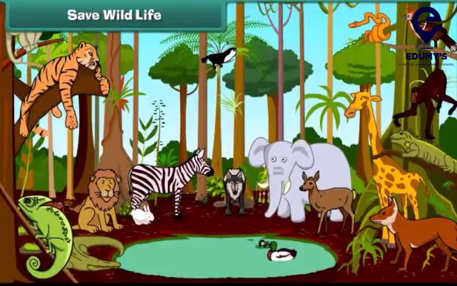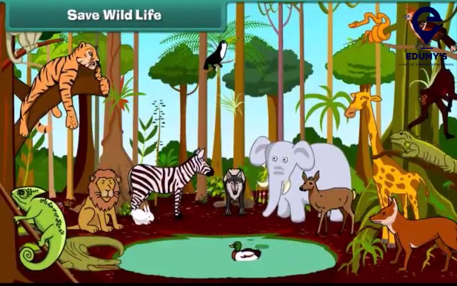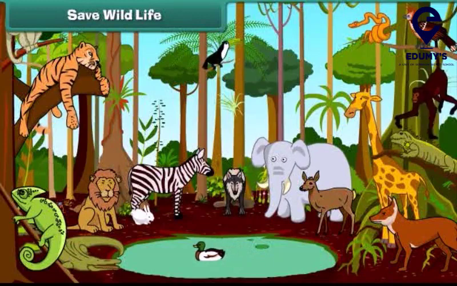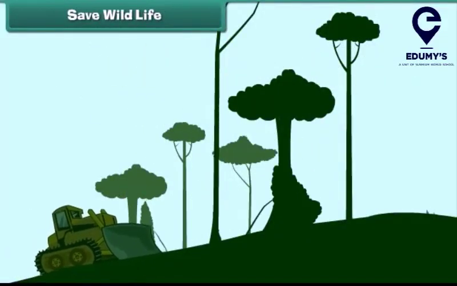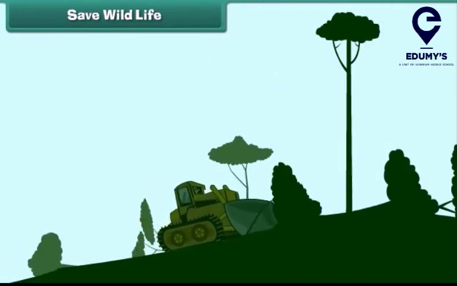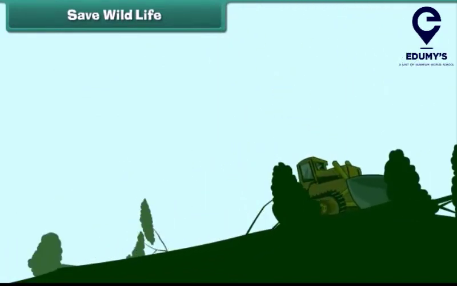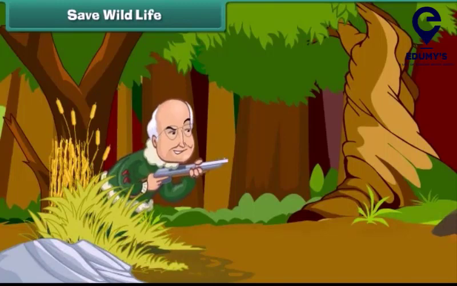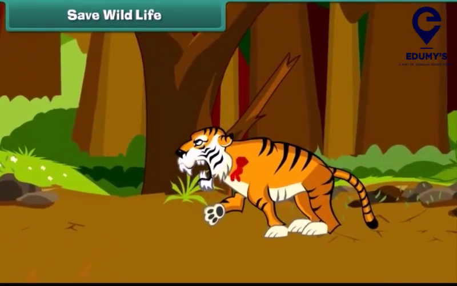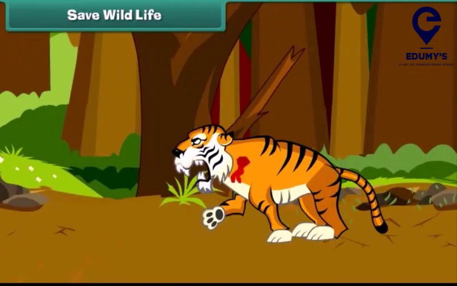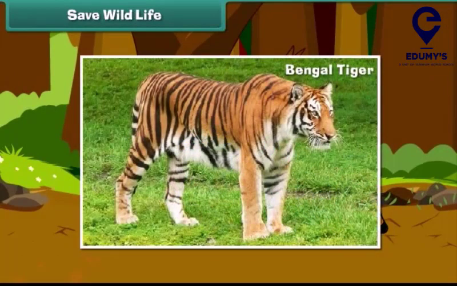Wild animals are the essential part of Earth. They maintain the balance in the ecosystem. The animal life becomes endangered due to excessive cutting of trees and destruction of forests by humans. Some people kill wild animals for recreation only. Some of the species, like the Bengal tiger, have become extinct.